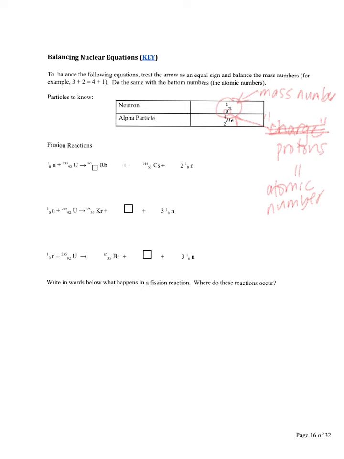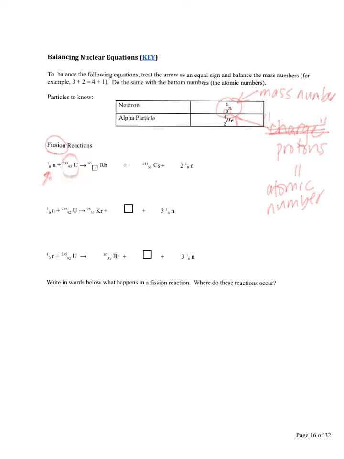So if I look at this first fission reaction, fission, F-I-S-S-I-O-N, is splitting the nucleus. This is what happens in nuclear power plants. And I take a small neutron, so right here, just knowing that this is a neutron, I take that neutron and shoot it at this large uranium-235 nucleus.